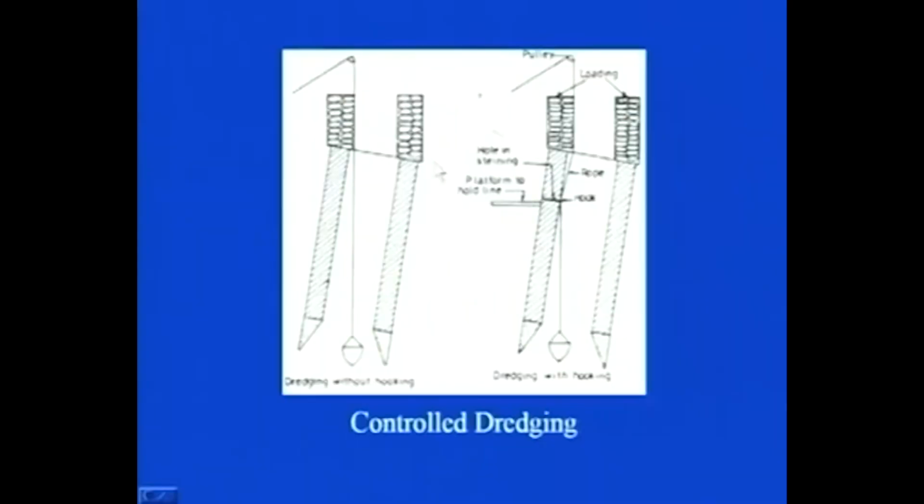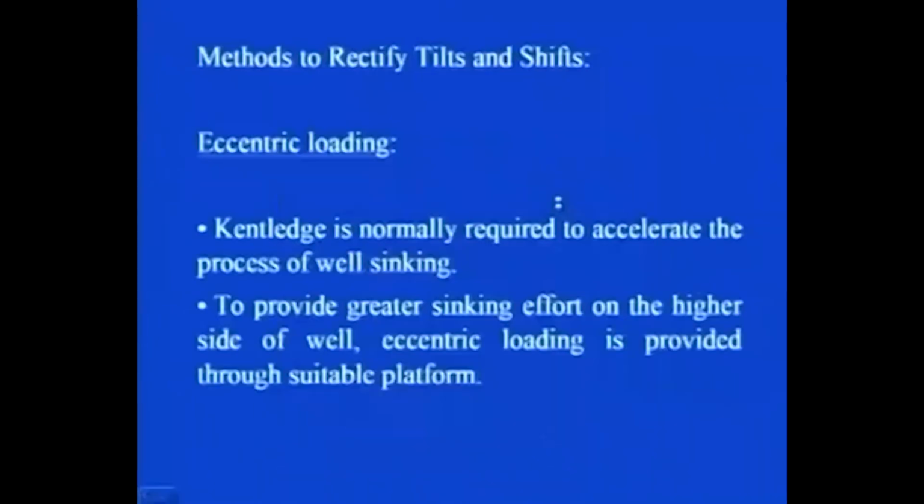You can see in this figure that in one case the dredging without hooking is going on, whereas in this case the dredging with hooking is going on. You can see that there is a platform to hold this line, there is a hook, and a rope has been tied to it, and it is the loading. This is a sort of controlled dredging, which at the initial stage of sinking is quite useful.